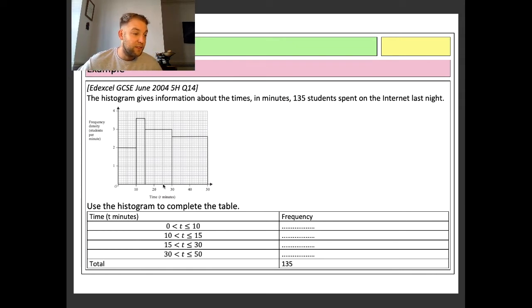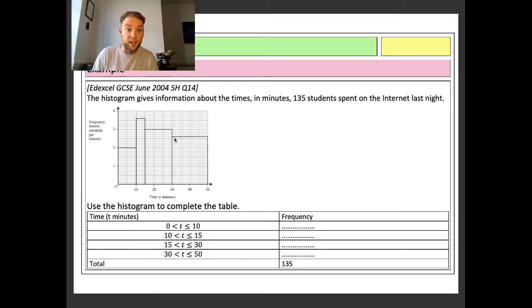Now the next one is between 15 and 30. So it's 15 across there, and it's up by 3. So it's going to be 15 times 3 for the frequency. So that's 15 times 3 is equal to 45. And then the last one, between 30 and 50, is equal to 20 across. So 20 across there. And it's up by, well, this one's up by 2.6. So it's going to be 20 times 2.6, which in this case is equal to 52.